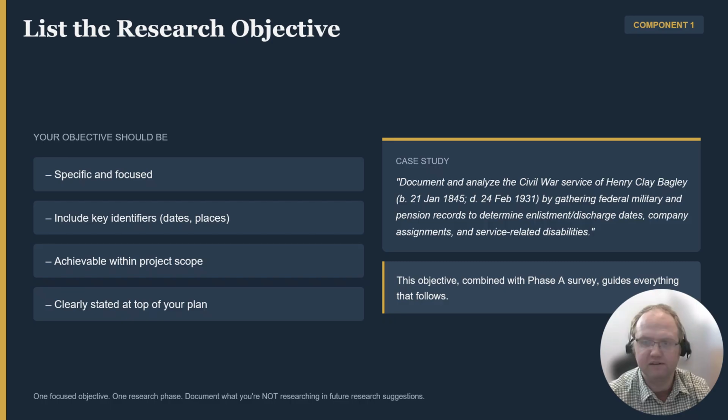I had key identifiers: his birth date, his death date, record types to consult, and what I'd already looked at. What I wanted to determine was the precise dates of his enlistments, his company assignments, and anything else related to his service. Equally important was what the objective excluded.